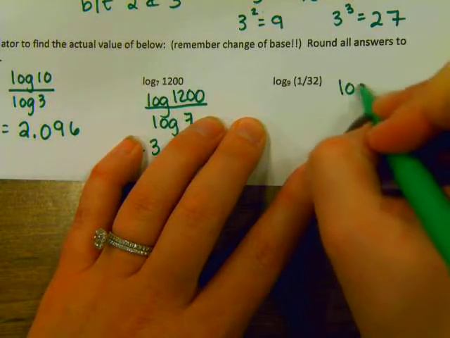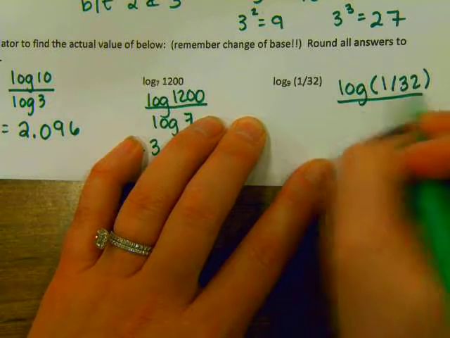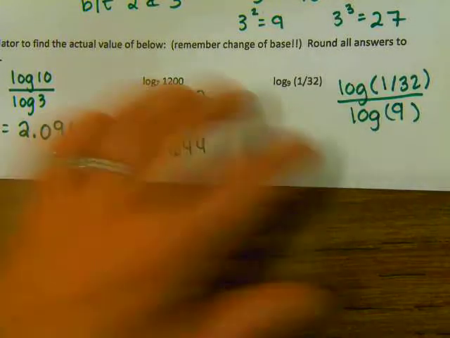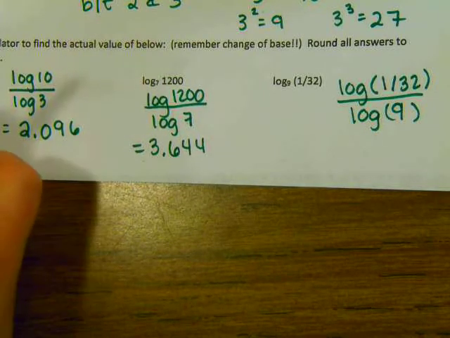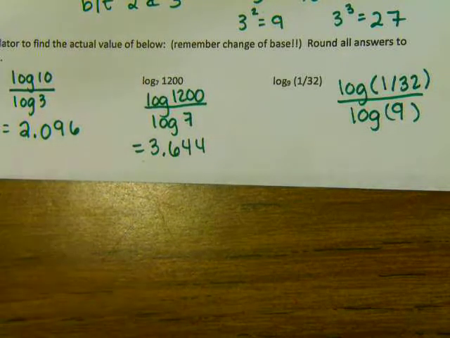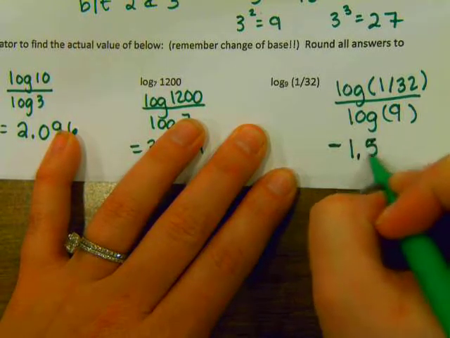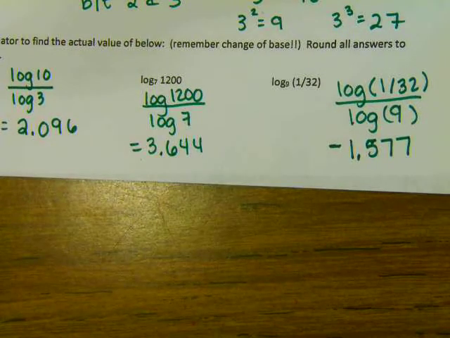So log, just be careful how you put it in your calculator, use the parentheses: log 1/32 divided by log 9. And I got negative 1.577. There you go.